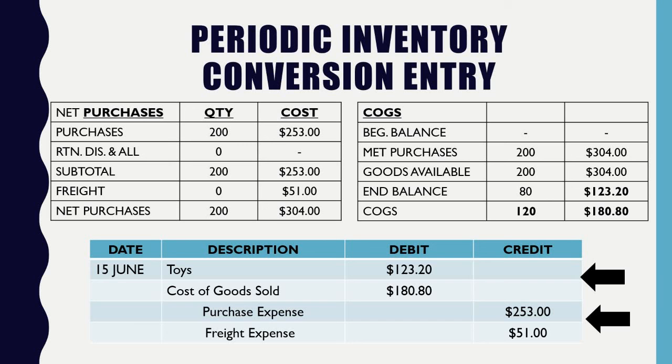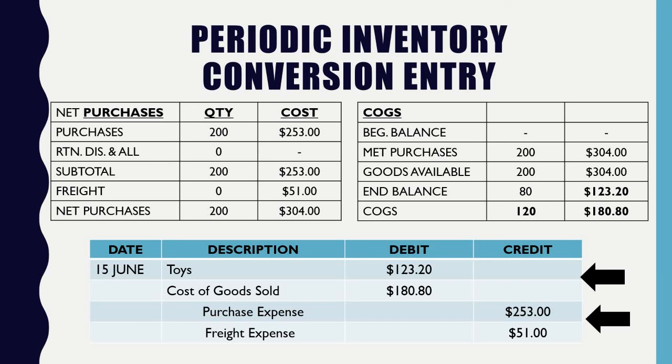So if I sold 120 items, I calculated my total cost of goods sold, which was 180.80. All right? What was my total purchases? It was the 253. How much was freight? The $51. And if you look at this, notice this. Do my debits and credits match? Yes. Yes.